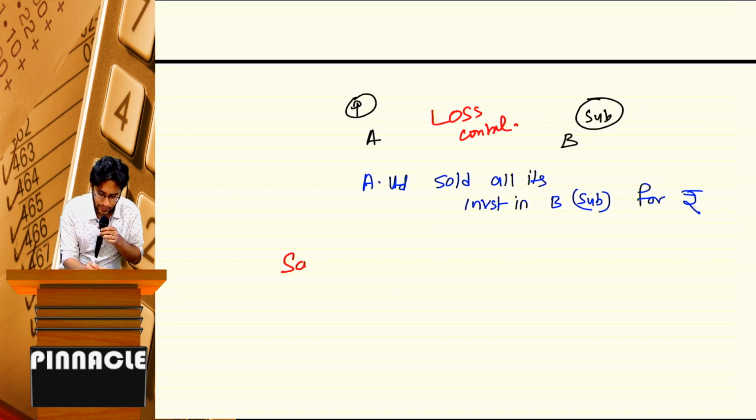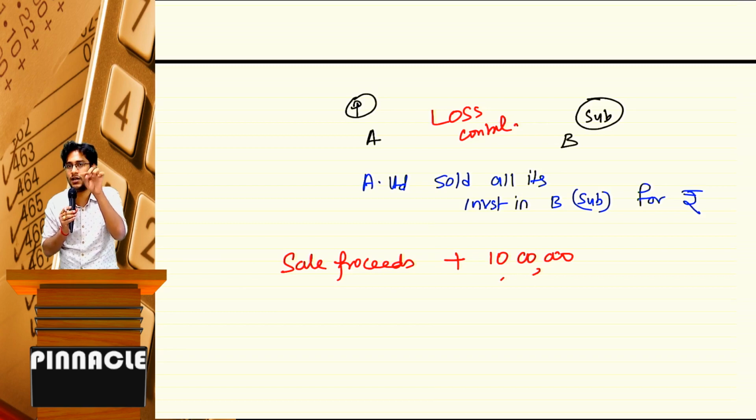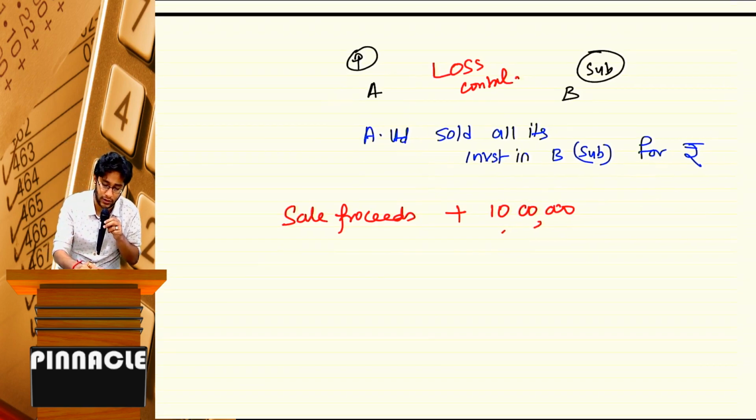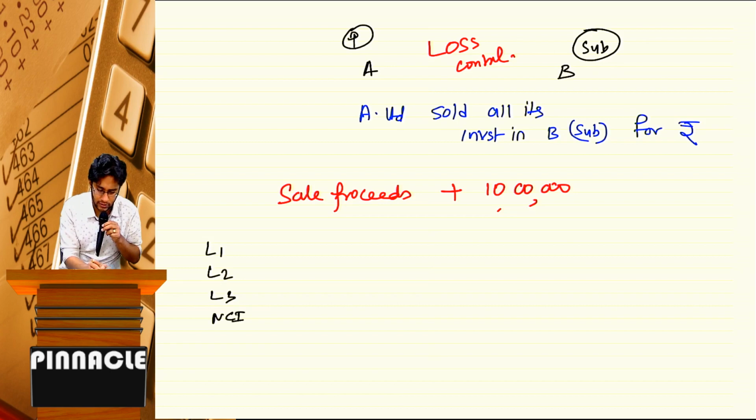Now sale proceeds will be there, a definite inflow. Suppose you sold all the investment for 10 lakhs. When you sold, think about what will happen in consolidation. In consolidation, whenever you lose control, what is the entry you write? You know the entry, the derecognition entry. Credit L1, L2, L3, NCI also goes. Credit A1, A2, A3.